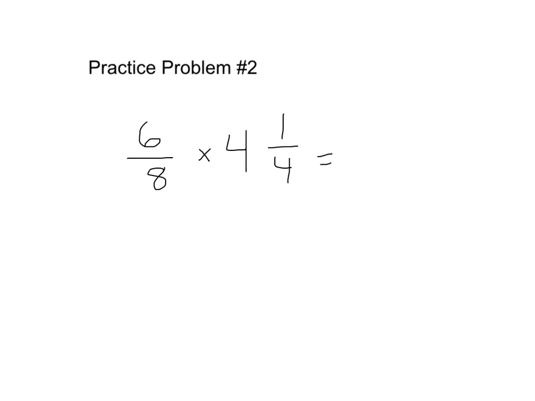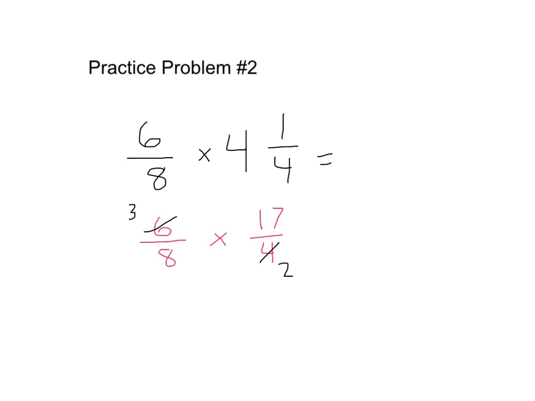Okay, let's try this one. I tried to give you an opportunity to cross-cancel, so feel free to pause and solve. Okay, first thing I'm going to do is rewrite my problem, but I'm going to change my 4 1/4 into an improper fraction. 4 times 4 is 16, plus 1 is 17, and your denominator stays the same. In this case, I tried to make it a little easier. You can cross-cancel the 6 and the 4. There is a number that goes into both 6 and 4, and that would be 2. I'm going to divide both the 6 and the 4 by 2. 6 divided by 2 is 3. 4 divided by 2 is 2.